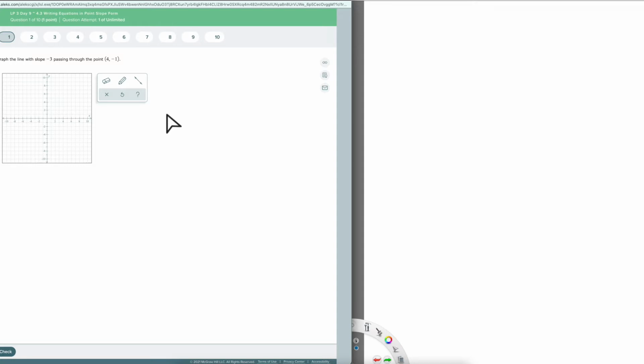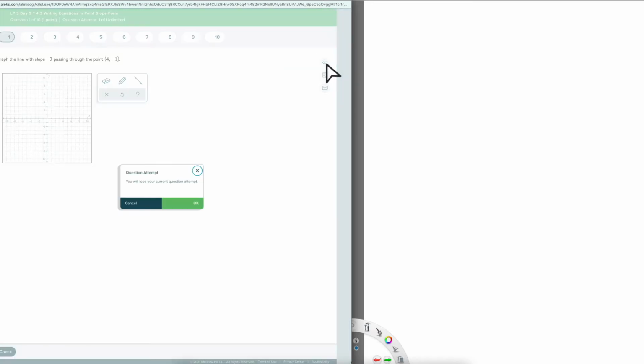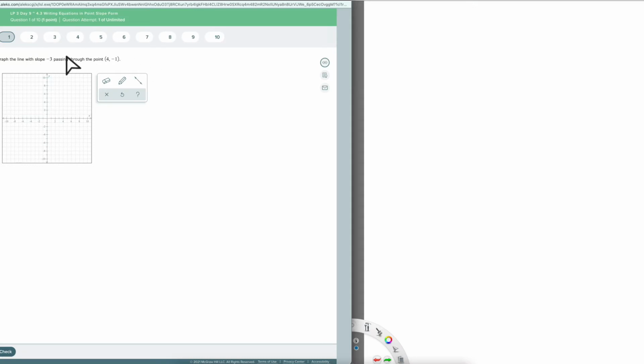On the side here we have explanation, example, and message center. So explanation, if I click on this, it's going to tell me I'm going to lose my attempt on this question. And that's because it's going to give me the solution to this question, not an example, this one exactly. So it's not going to give you the solution or the answer and then let you come back and type it in, but you can see a very specific example if maybe you're stuck on just this one in particular, not the entire type.